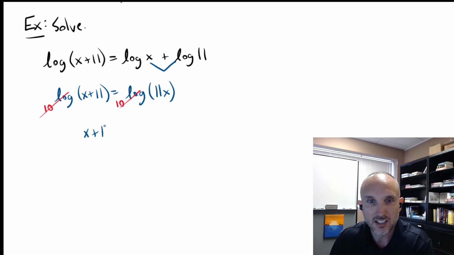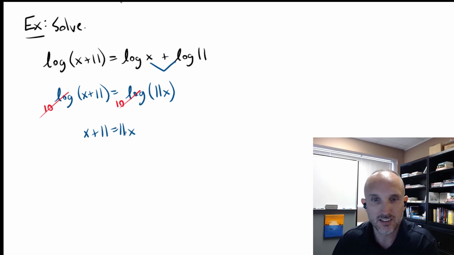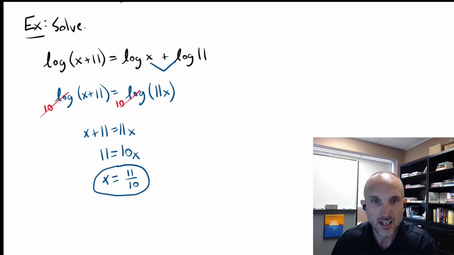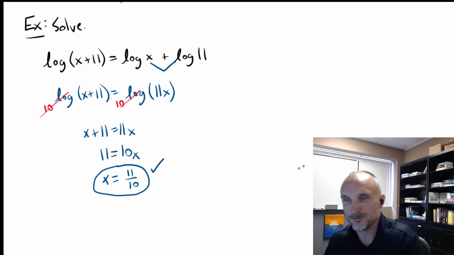And I simply get x plus 11 equals 11x. Now all I have to do is get x by itself, so I'll subtract this x over to the right, giving me 10x, and that equals 11. And then finally divide by 10, and I get x equals 11 tenths. And if I plug it in, it makes all the arguments positive, so it checks out.